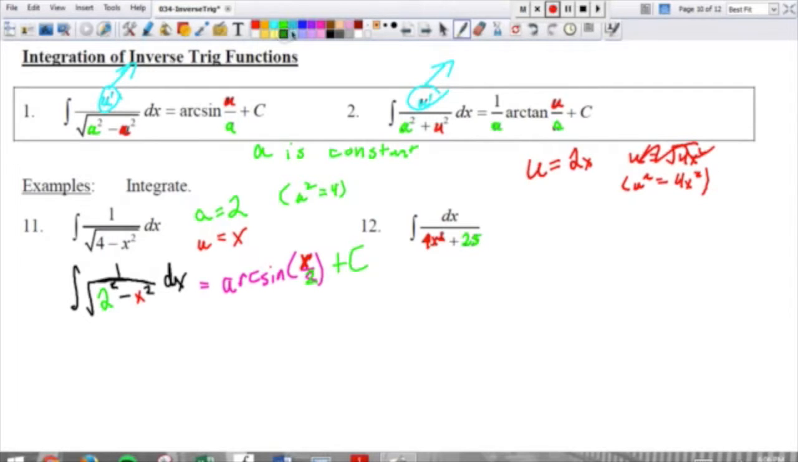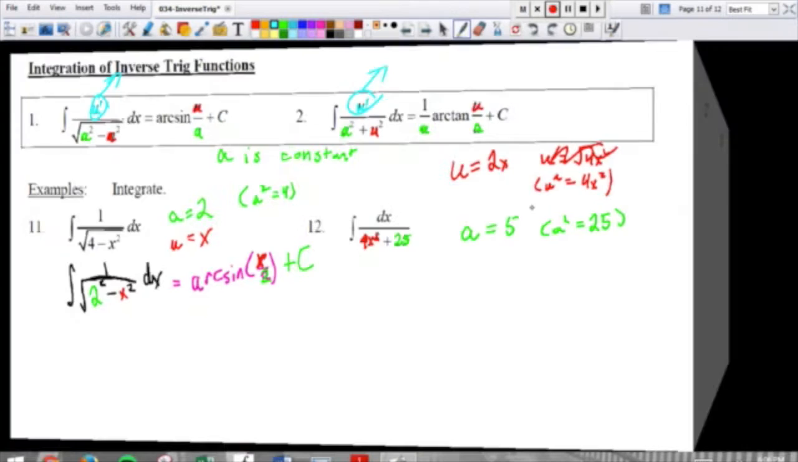And then a equals 5, because a squared has to be 25. Now I left the space here. In this example, what's u prime? Oh, it's just 1? Good.